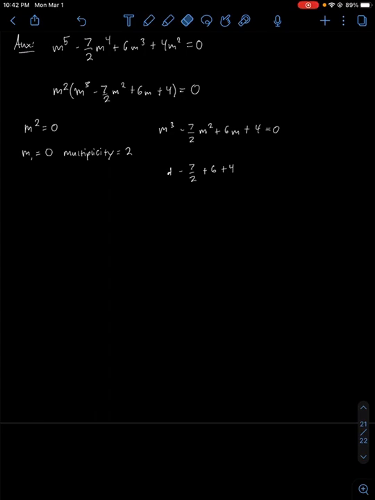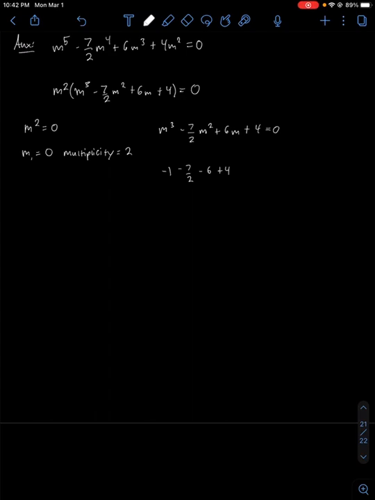So how about if we try negative 1? Negative 1 minus 7 halves minus 6 plus 4. I have a feeling that's not it either, because that is minus 7, and that's minus 14 over 2 minus 7. That's minus 21 over 2 plus 4.